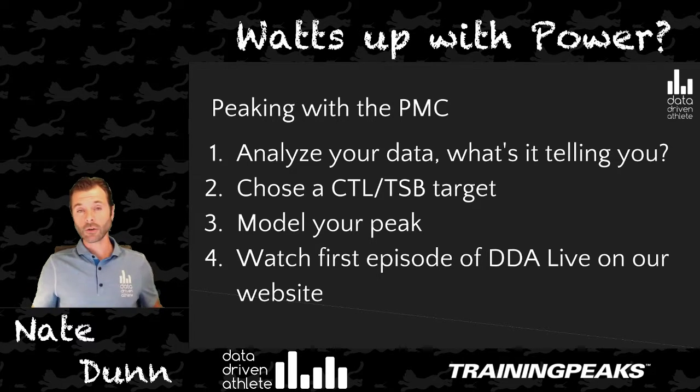So the first thing you want to do is analyze your data and see what it's telling you. Just like we did in one of those first slides, where have you been at your best in the past? So maybe the race that you're most excited about is a criterium. And so maybe you would be looking at 40-minute normalized power, and that's the target that you're looking for. So where have your 40-minute peak normalized power efforts occurred in the past? What was the combination of riding and fitness and fatigue that contributed to that best effort?